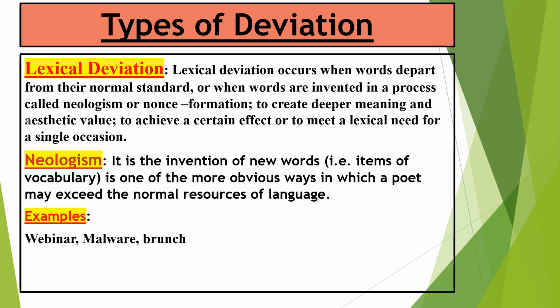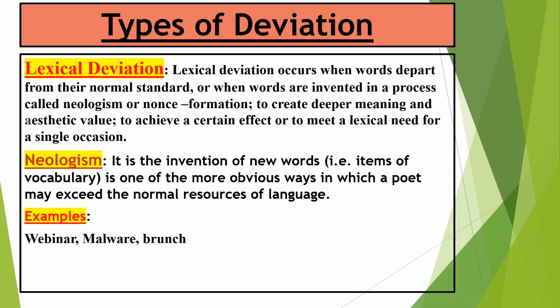Okay, moving on to the first type of deviation, that is lexical deviation. This deviation deals with creating new words, either by following the normal standard patterns, or by just moving away from the normal standard pattern. That is called lexical deviation. It is when we create new words by bringing something totally new that is not following the norms.